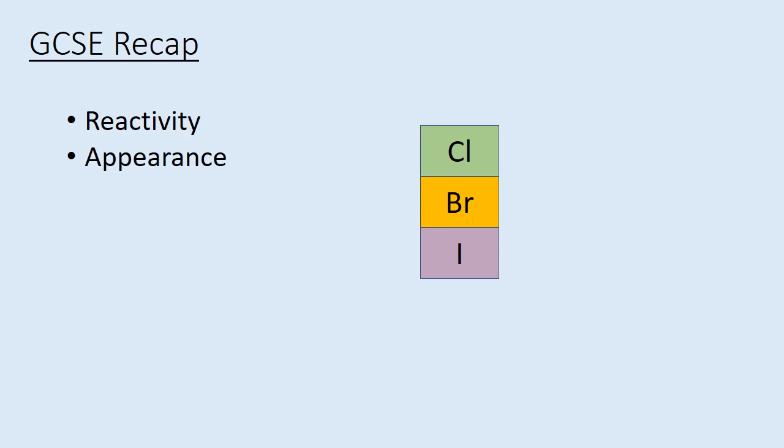And in terms of appearance, chlorine was a green gas, bromine was an orange-brown liquid, and iodine was a grey-purple solid. So those are the things you should have from GCSE. Okay, pale green gas for chlorine, orange-brown liquid for bromine, and grey/purple solid for iodine. Gas, liquid, solid.